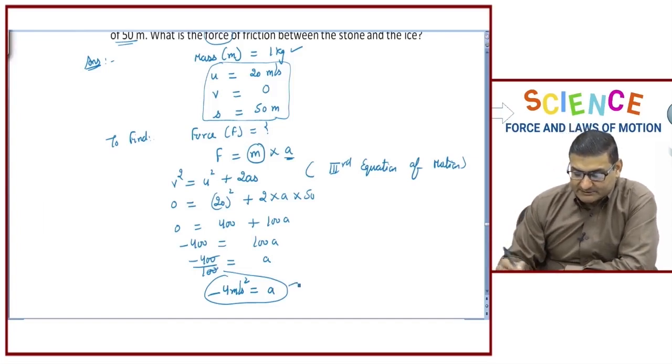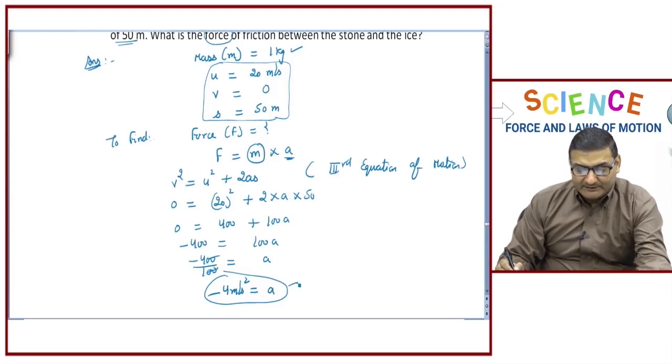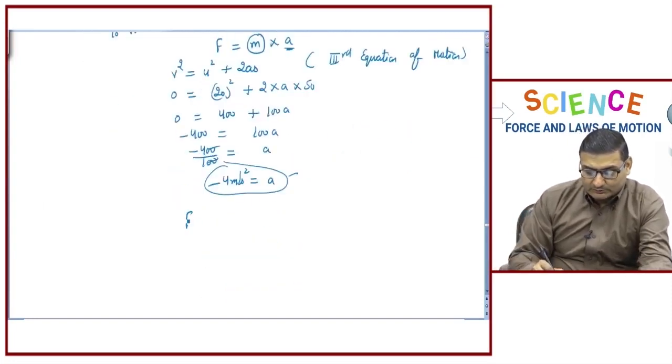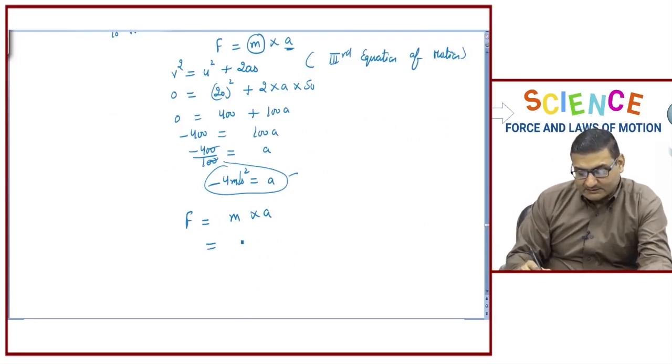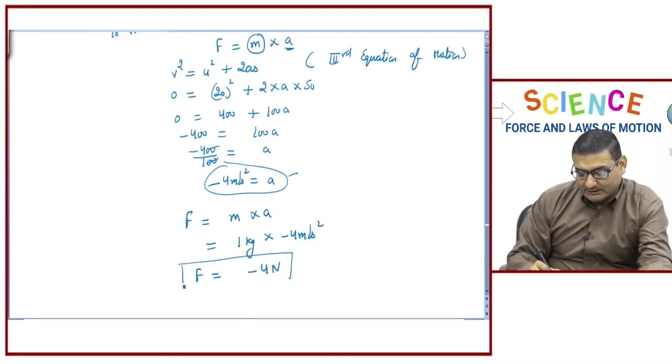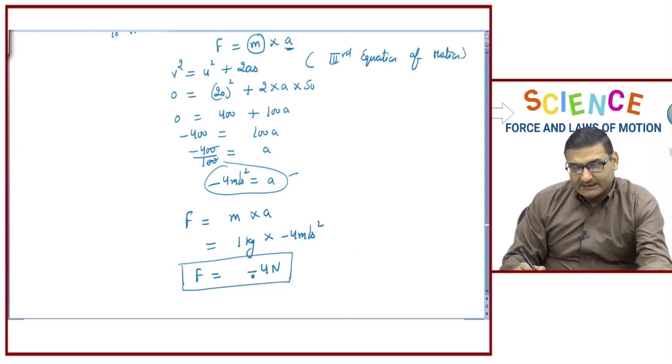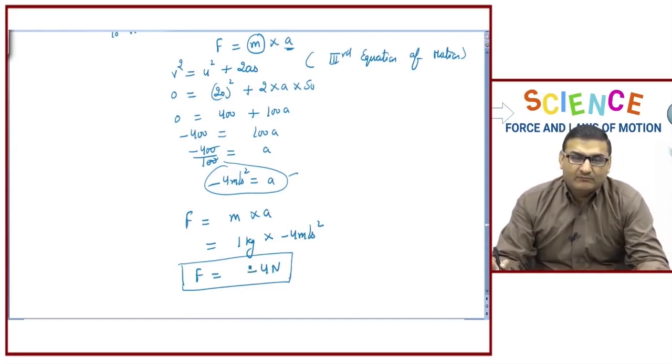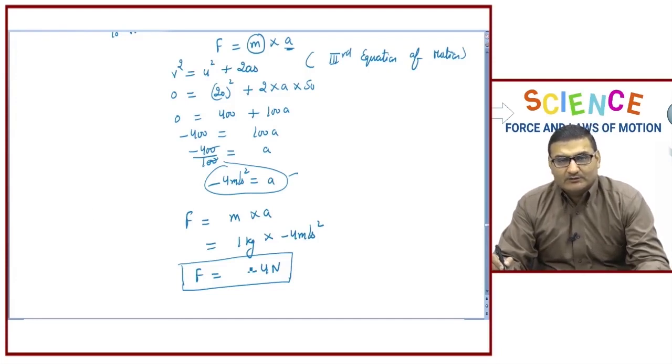Now this is the acceleration that we have calculated, but we had to calculate the force. The force formula is F is equal to m into a. The mass of the stone given in the question is 1 kilogram. Acceleration is minus 4 meter per second square. So the force comes out to be minus 4 Newton. This minus sign once again represents that the force is in the opposite direction, as it is frictional force, which is causing retardation in this stone.